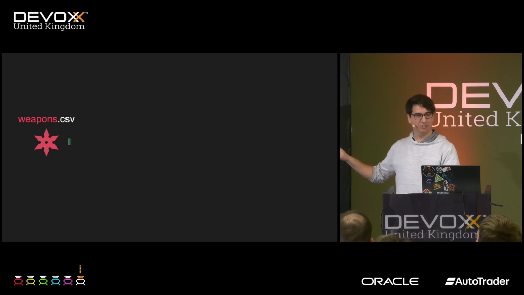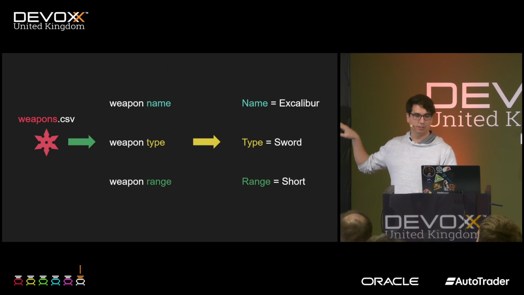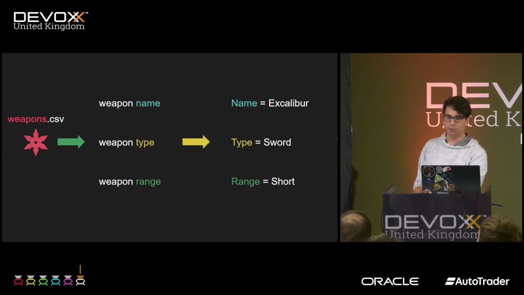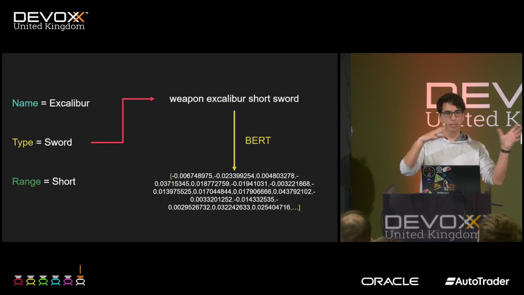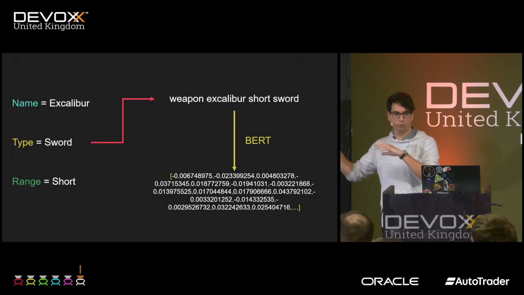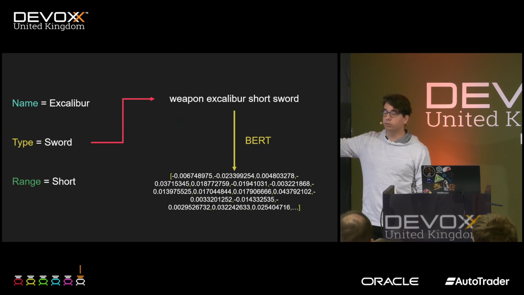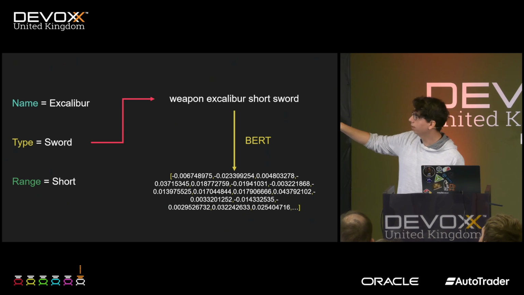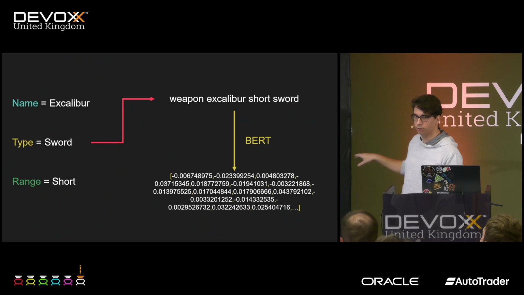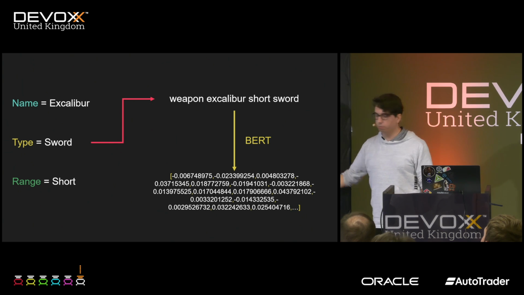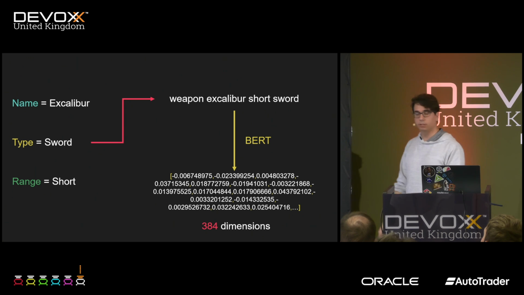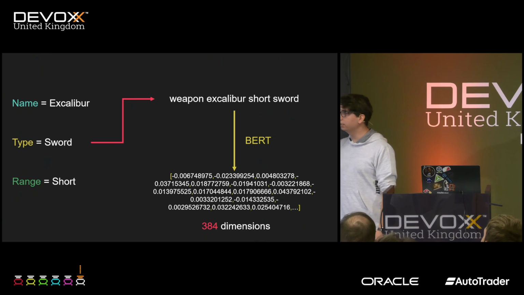So we have a little CSV with 3 properties, the weapon name, the weapon type, the weapon range. So for example, Excalibur, sword, and the range is short. And when we vectorize that, what's going to happen is we're going to lowercase everything and concat it together, so we'll get weapon, Excalibur, short, sword. If you want, you can choose to also vectorize the property names. So then we would get weapon, name, Excalibur, range, short, type, sword. But in this case, we don't do that. We only vectorize the actual data. And then through a BERT model, we have a 384 dimension vector, and this is a little bit what it looks like.